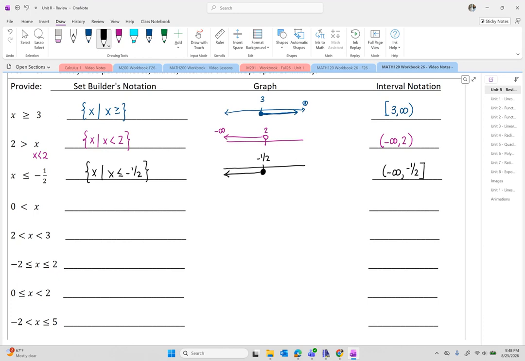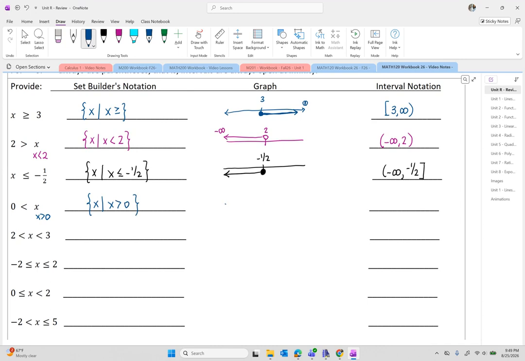0 less than x is the same as x greater than 0. Make sure that the big mouth stays when you rewrite and you switch the sides of the inequality. Make sure the direction of the inequality matches the original given. So here, set builder's notation: x is such that x is greater than 0.